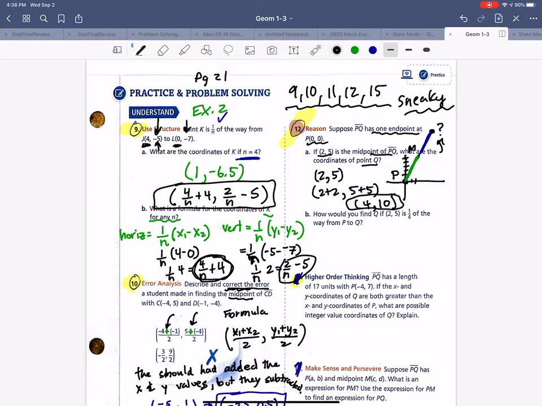Now it says, how would you find Q, the endpoint, if 2, 5 wasn't the midpoint, but it was a quarter of the way there? So now, this is interesting, right, guys? I want to just keep on going. So if this was a quarter of the way there, then I want to go one more, one more, one more. The point's way over here, right? Because this point is only a quarter of the way there.